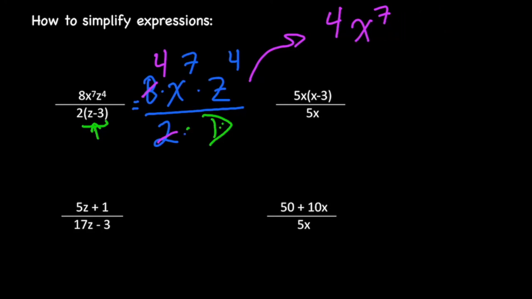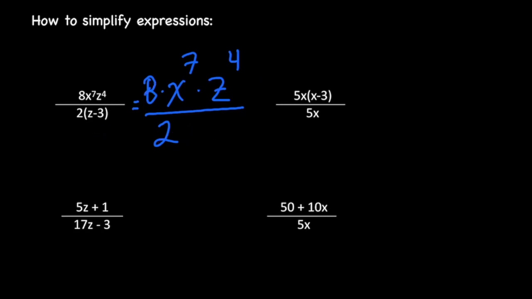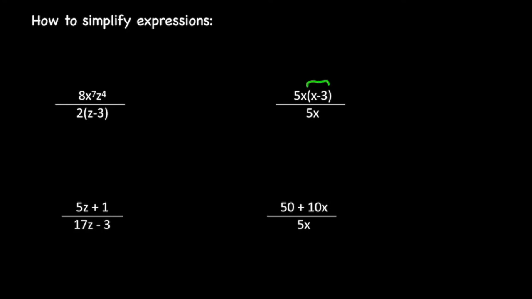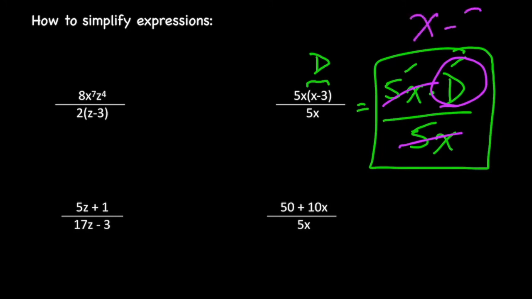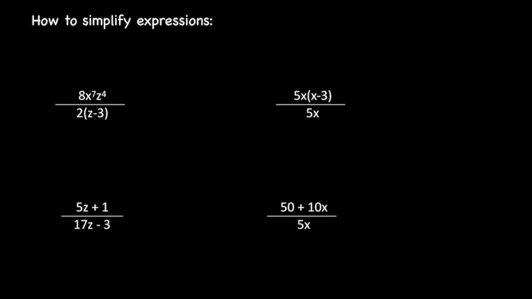Okay, let's look at the expression in the upper right. We have 5x times x minus 3 over 5x. We consider this x minus 3 as one entity. If it's helpful, you can consider it as a capital D. Therefore, this becomes 5x times d over 5x. When it's written like this, it's more clear that this is a factor, that's a factor. Therefore, you're allowed to cancel the 5x, and then at the end, you replace d with x minus 3, and that is your final answer. You don't have to use the d. You can look at this and say to yourself, okay, these 5x's go, and x minus 3 is my final answer.